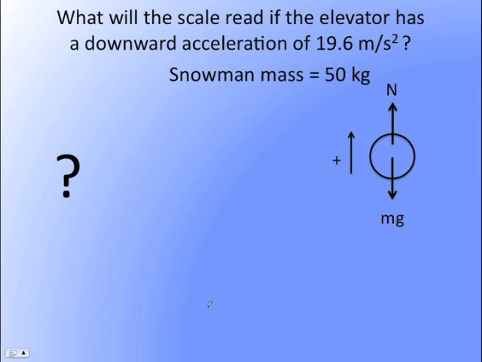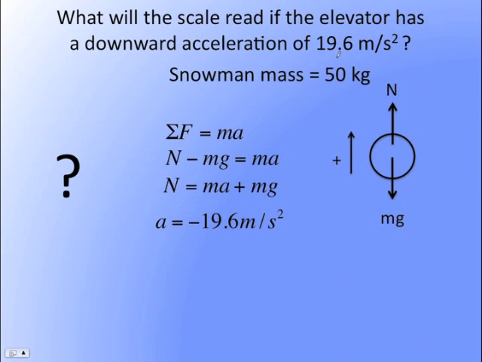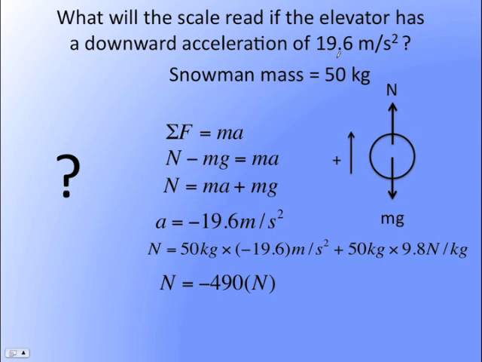Let's look at another ridiculous case here. Let's say the elevator had a downward acceleration of 19.6 meters per second squared. What would the scale read then? And so we're going to keep the same coordinate system. Even though the acceleration is down, we'll make up positive. And the same free body diagram, same equation we've been seeing for the elevator, solving for the normal force, which is the scale reading, and knowing the acceleration is negative since we made up positive, we find out that the normal force is equal to the snowman's weight. And so it's just like when he's at rest or going constant velocity.